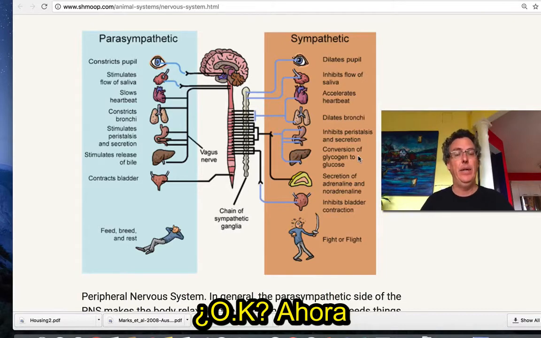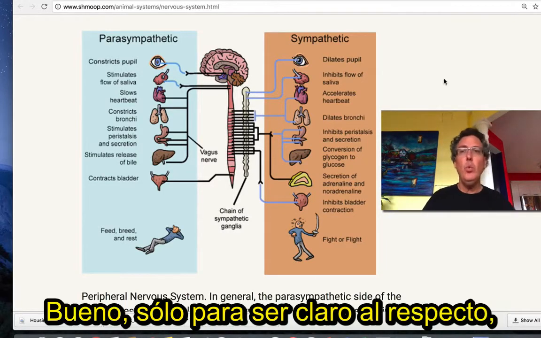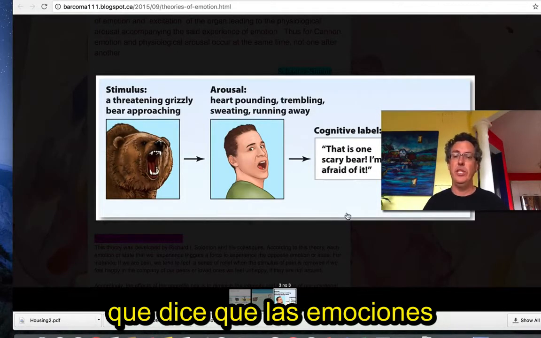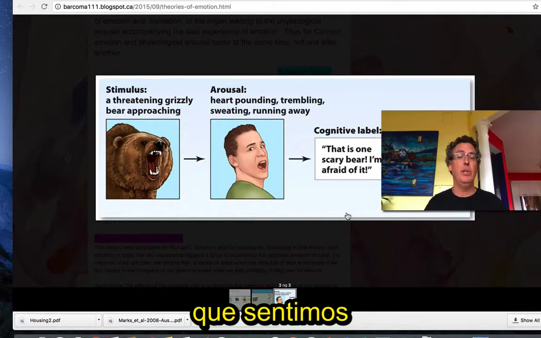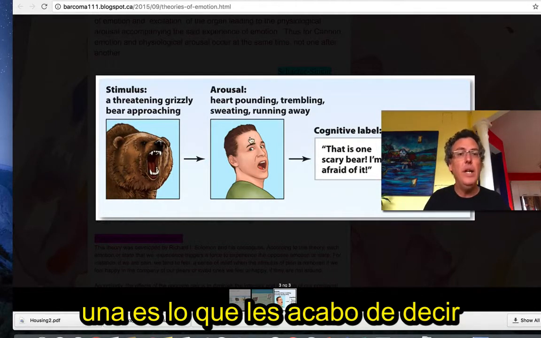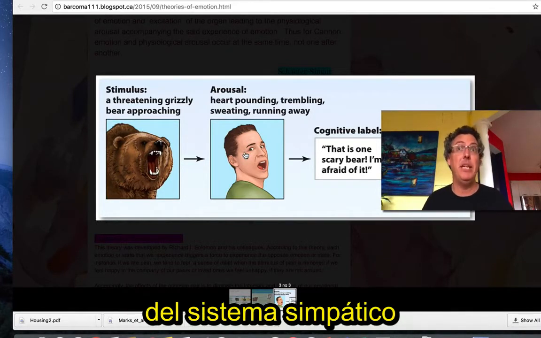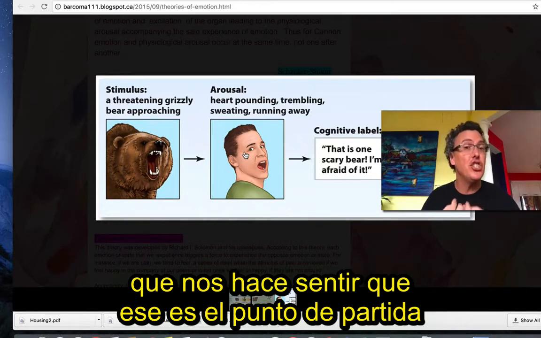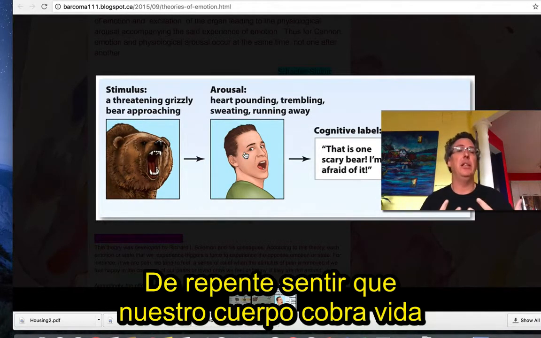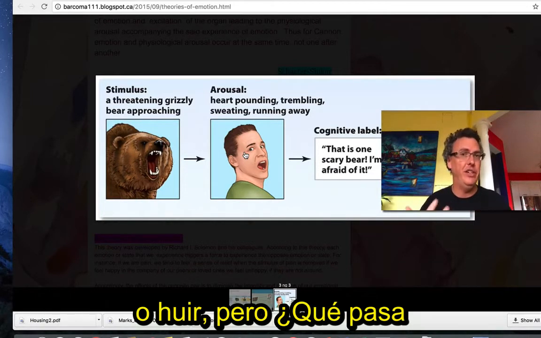Now, what does this all have to do with emotion? Just to be clear, this is the current psychological theory, which says that the emotions we feel are a function of two things. One is what I've just told you: the kicking in of the sympathetic system is the starting point of an emotion. Suddenly feeling our body come to life. The claim is that happens first, so your body is ready to fight or flee.